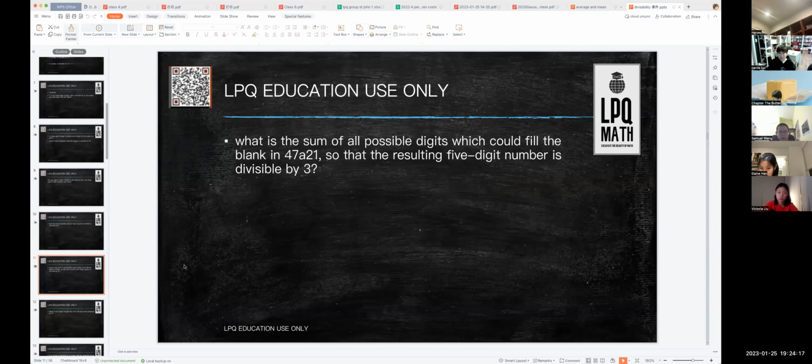So what is the sum of all possible digits which could fill in the blank in 47821, so that the resulting five-digit number is divisible by 3. Okay, 看清楚题目啊. What is the sum of all the possible digits which could fill the blank in 47821 so that the resulting five-digit number is divisible by 3?